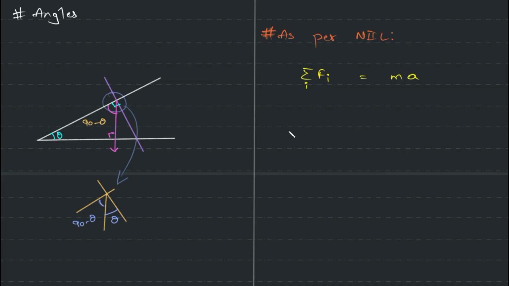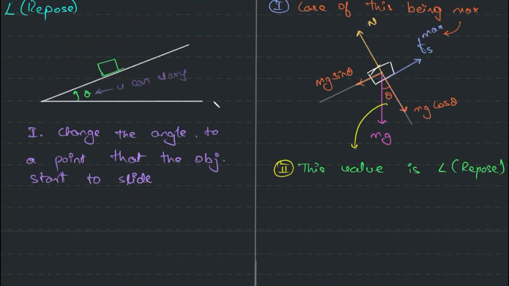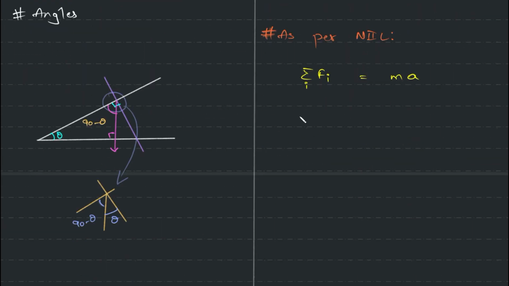Now, along the slope, what are the forces along the slope? We have mg sine theta and you have fs, and along the perpendicular to the slope, you have the normal force, the reaction force, and mg cos theta. So let us take case by case.